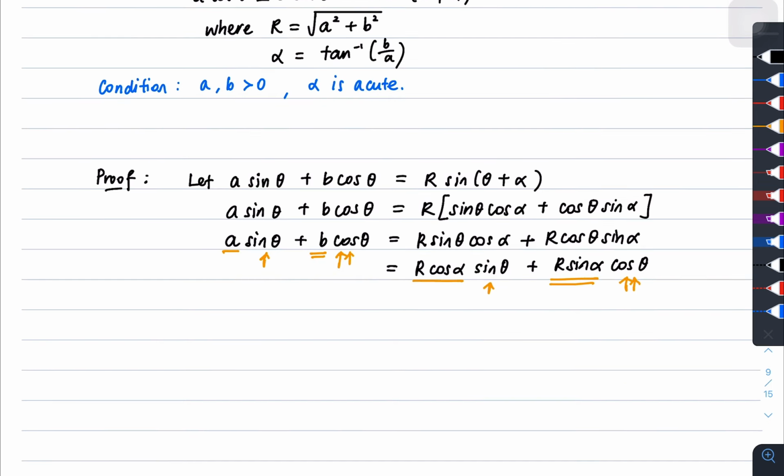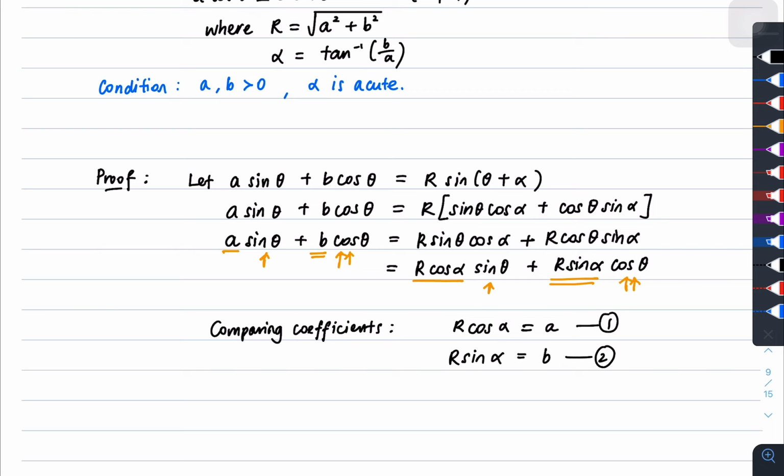Okay, comparing coefficients. So I have A is equal to R cos alpha, or more like I should put it the other way around: R cos alpha is equal to A. So this would be equation 1. And I have R sine alpha is equal to B when I compare coefficients.